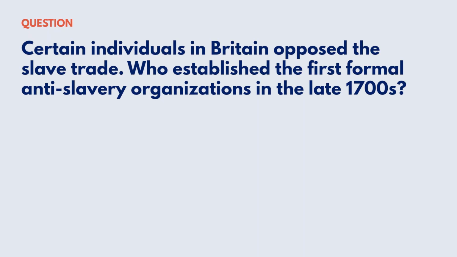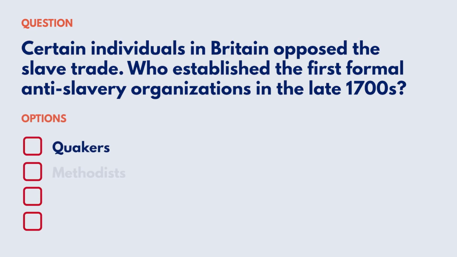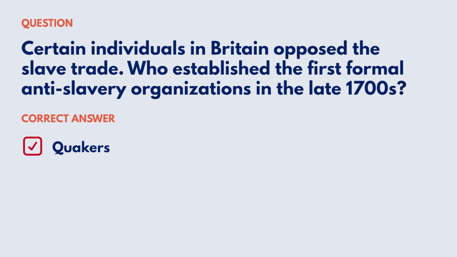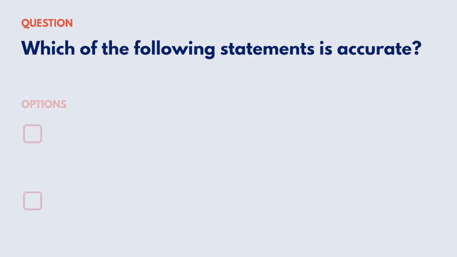Certain individuals in Britain opposed the slave trade. Who established the first formal anti-slavery organizations in the late 1700s? Quakers, Methodists, Puritans, Mormons. Correct answer, Quakers.